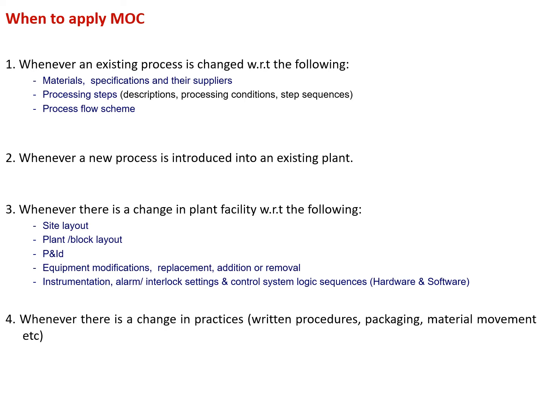Next, whenever there is a change in plant facility with respect to the following: site layout, plant or block layout, P&ID, equipment modifications, replacement, addition or removal, instrumentation, alarm or interlock settings, and control system logic sequences. It may be of hardware and software. And finally, whenever there is a change in practices, whether it may be written procedures, packaging, material movement, etc.